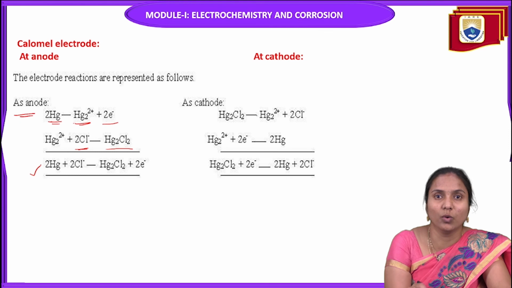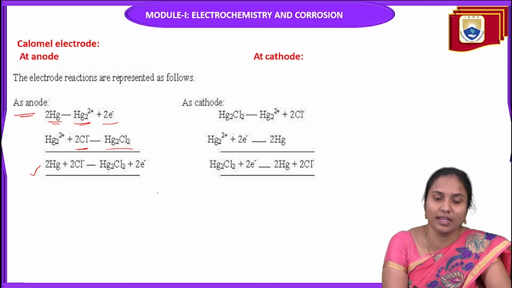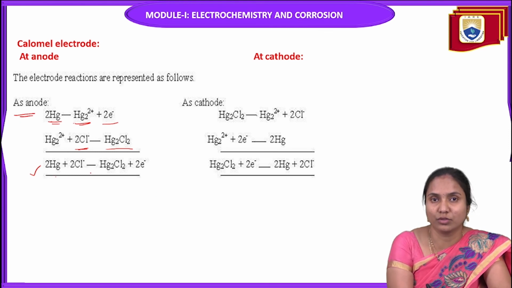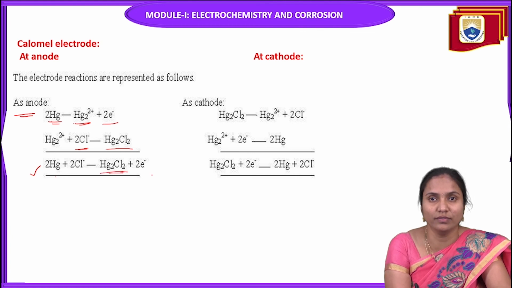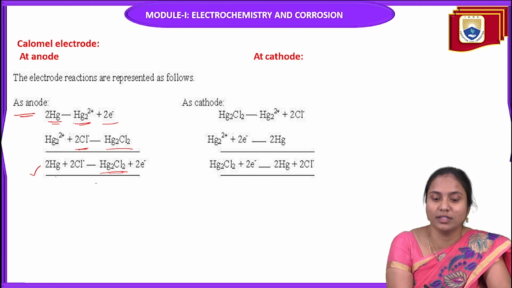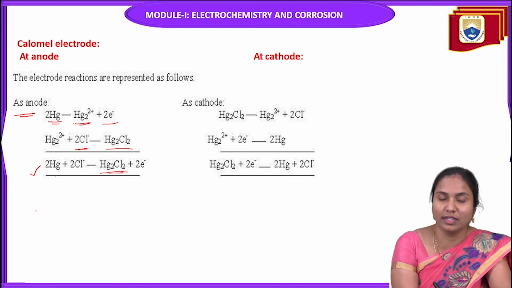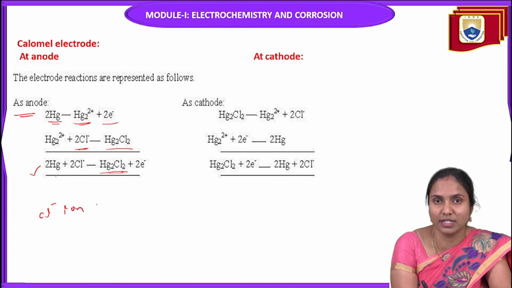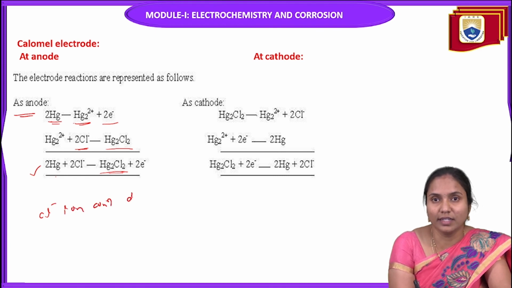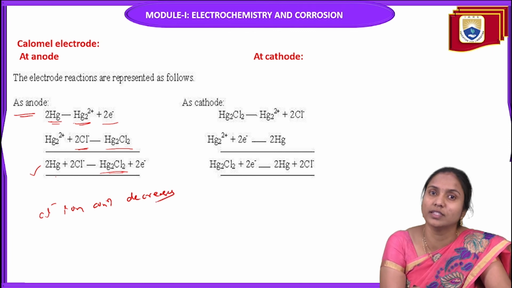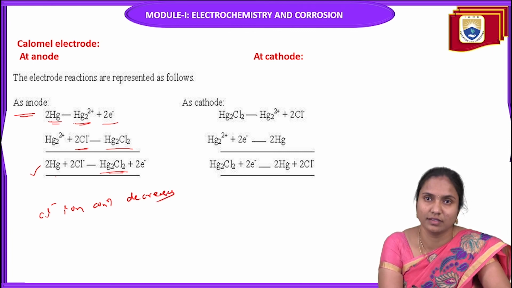So the overall reaction at the anodic area is mercury plus 2Cl minus gives mercurous chloride and loss of 2 electrons. At the anodic area, the chloride ion concentration decreases, because chloride is being used.